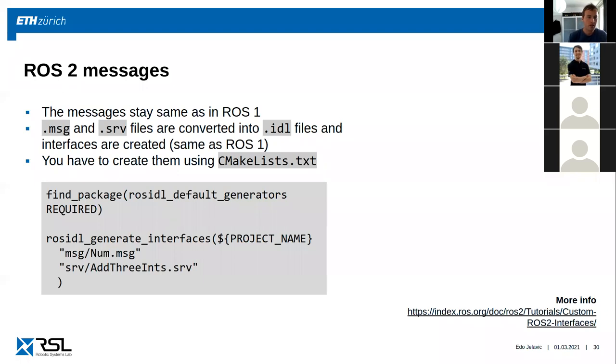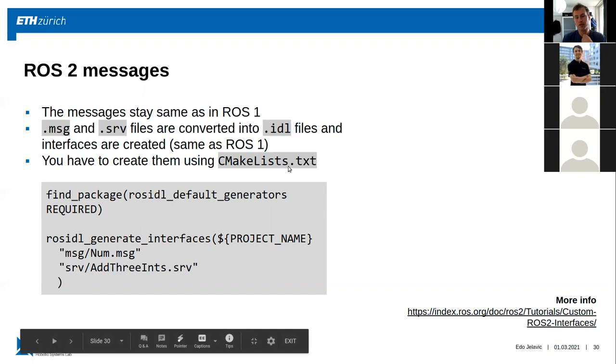There are also some changes to ROS2 messages. If you remember in ROS1, you would define these .msg and .srv files, and then you would compile your package, and this would generate data structures that you could use in your programs. And you would also put them inside your CMakeLists, so that when you compile your package, this code would get generated. So in ROS2, the concept stays the same. It's just the syntax for generating messages is a bit different.